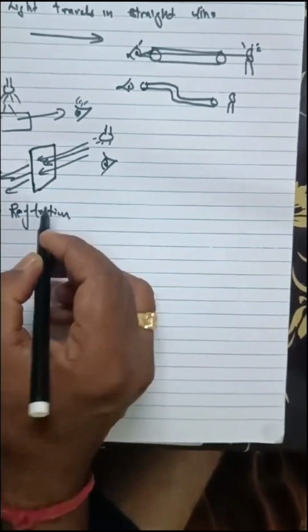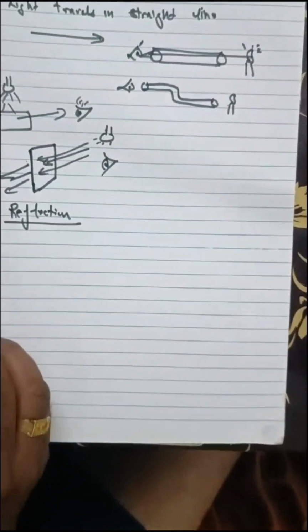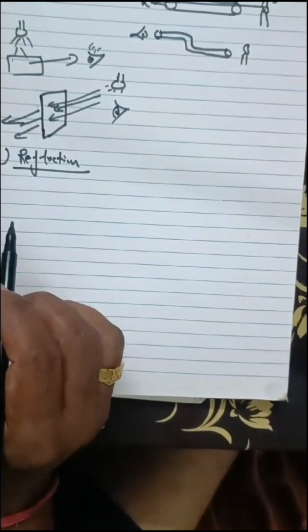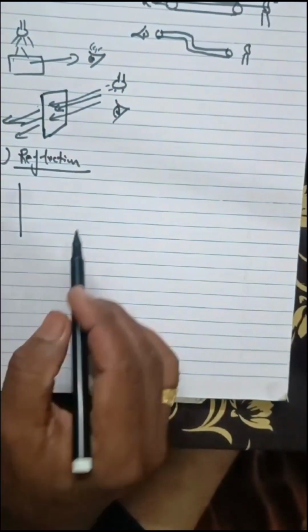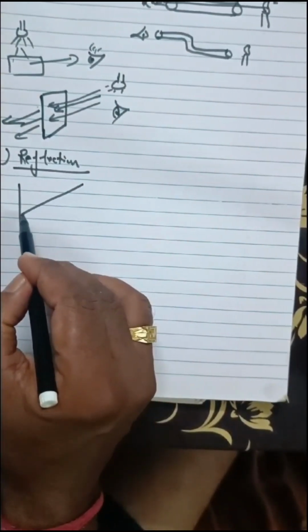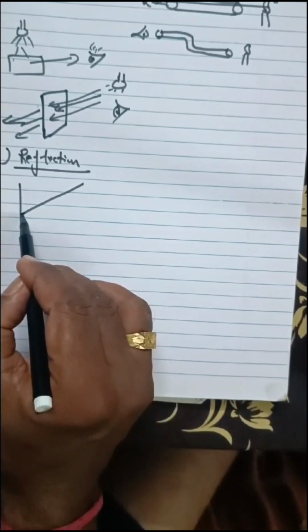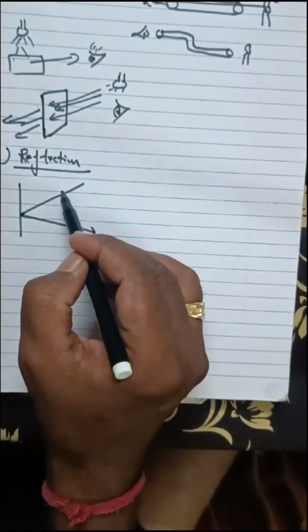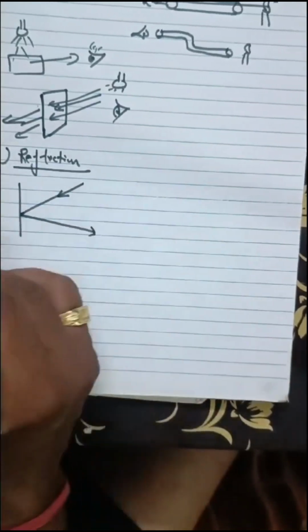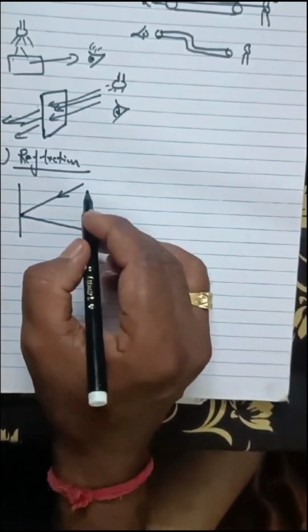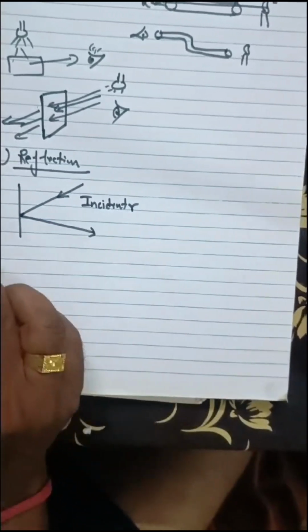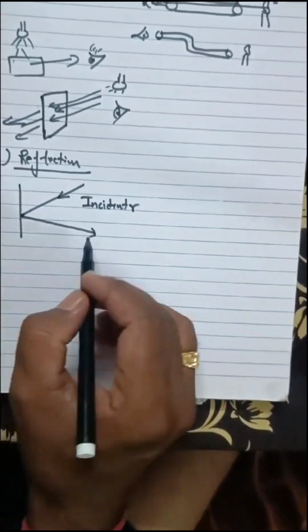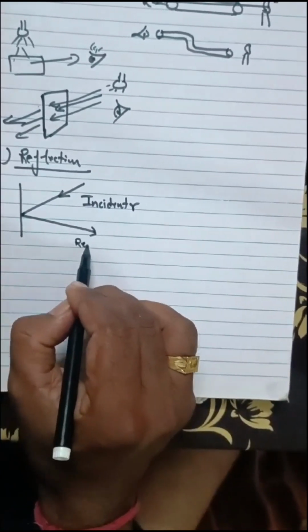It's a very important concept, reflection, and we will be dealing with it in great detail in this chapter. Reflection is when light falls on a surface and then gets reflected. The light coming from the source we call the incident ray, and the light which bounces back from the surface is called the reflected ray.